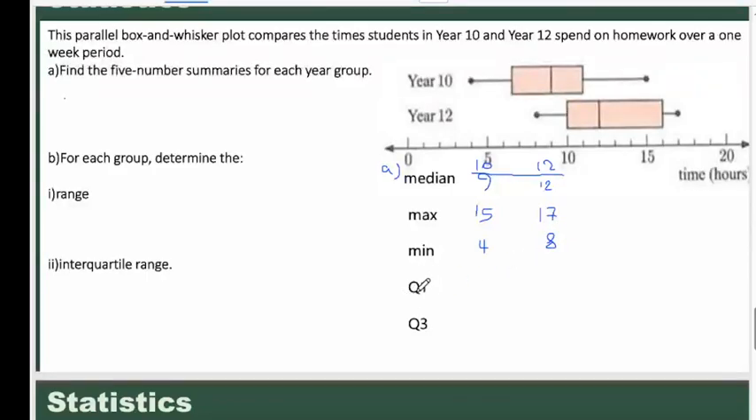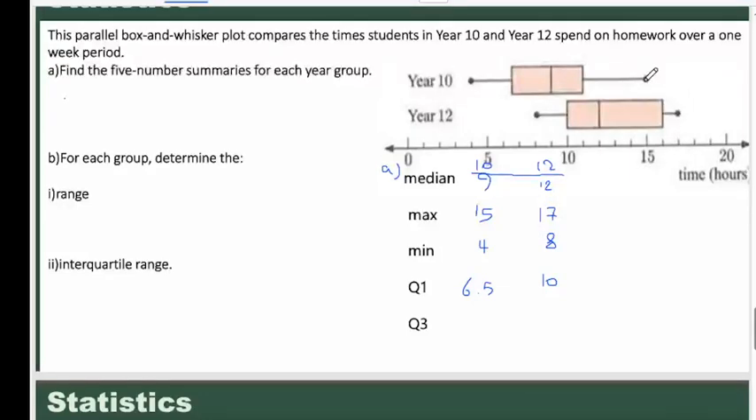Lower quartile Q1 for the 10 would be 6.5. That is here, 6.5. And here would be 10.